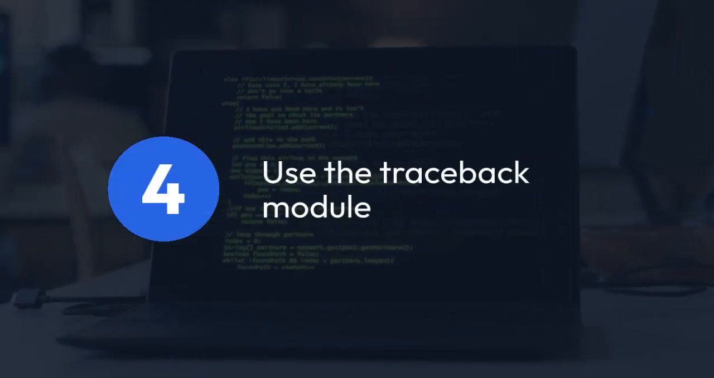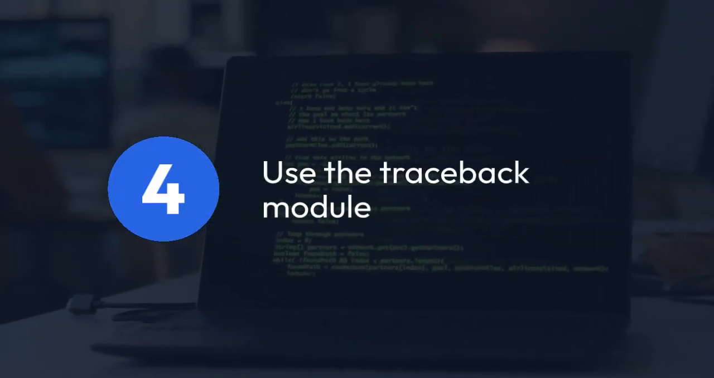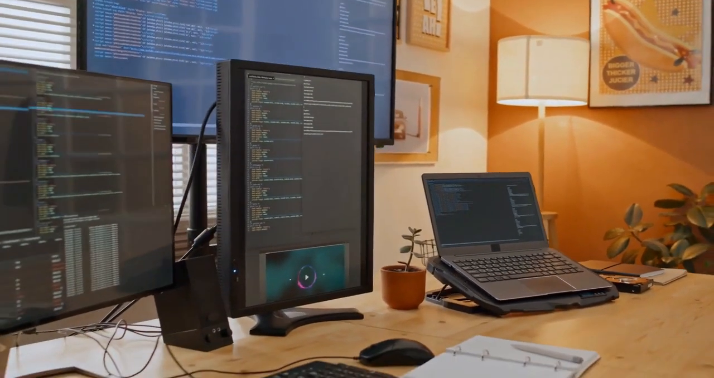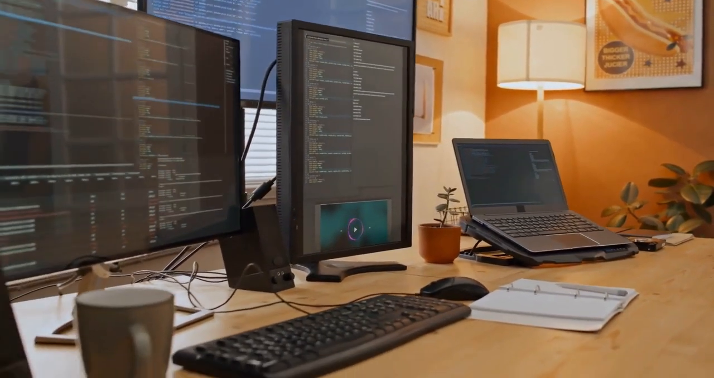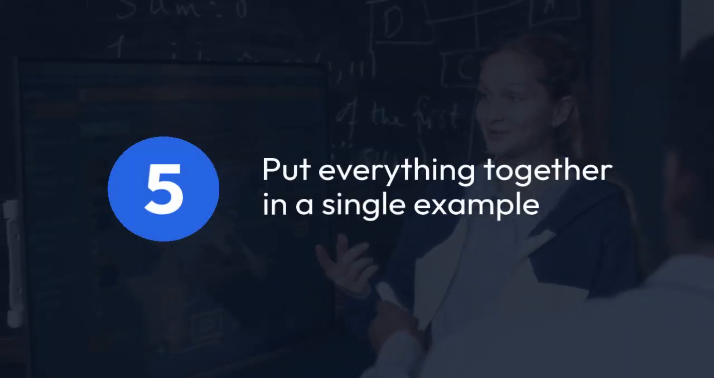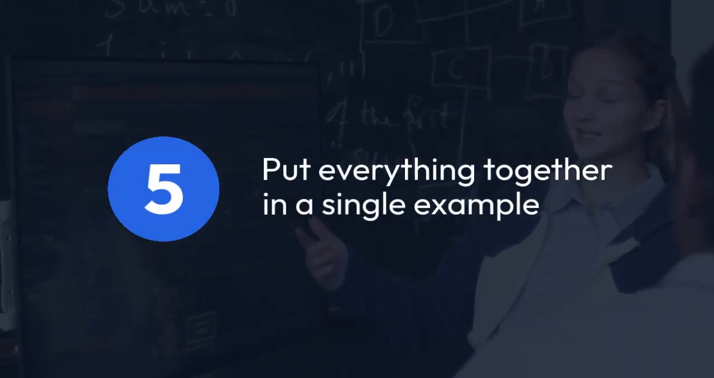4. To get the traceback, we'll use the traceback module. The traceback.format_exc function gives us a nicely formatted string representation of the traceback, which will be part of our JSON log entry. 5. Now let's put everything together in a single example.